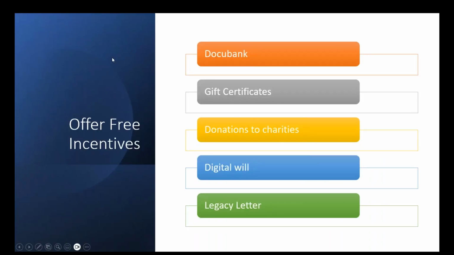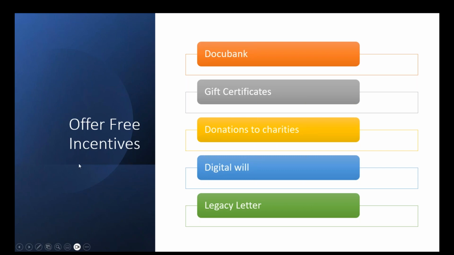Offer free incentives. We have DocuBank that you could offer them, and you can offer them a membership for a whole year from $10 to $25. That's a great little gift that you can give them, or give them a gift certificate to a local restaurant. Donate to charities, and let them know that you're doing it in honor of all your clients. Offer them digital will guides.